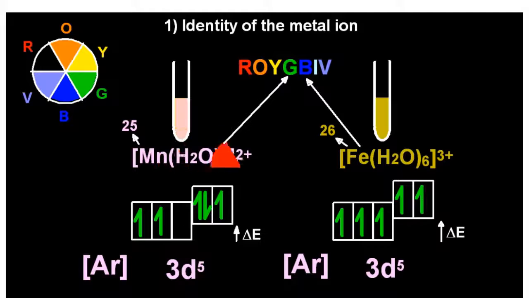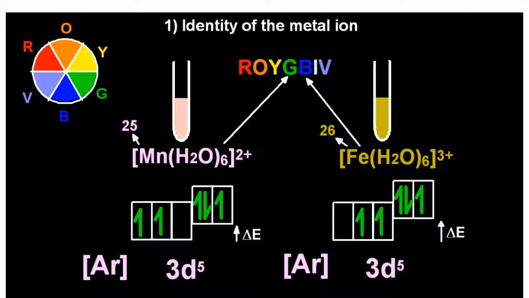Now what's the colour opposite green? It's red, and so that's why manganese is a kind of pale red colour. That's the colour that's left behind. You've got to use the colour wheel. Iron absorbs blue light to promote an electron to a higher energy level.